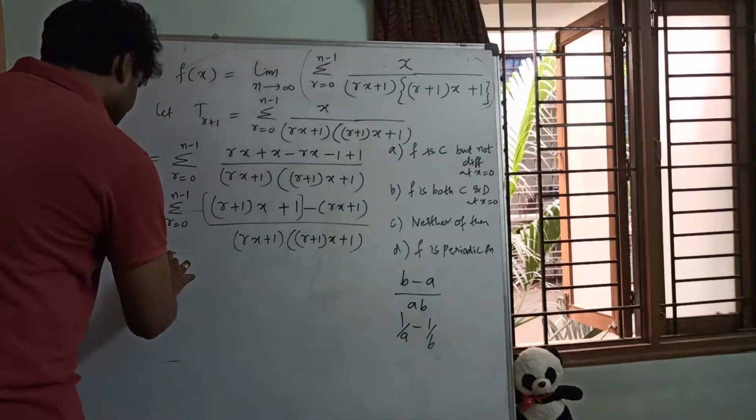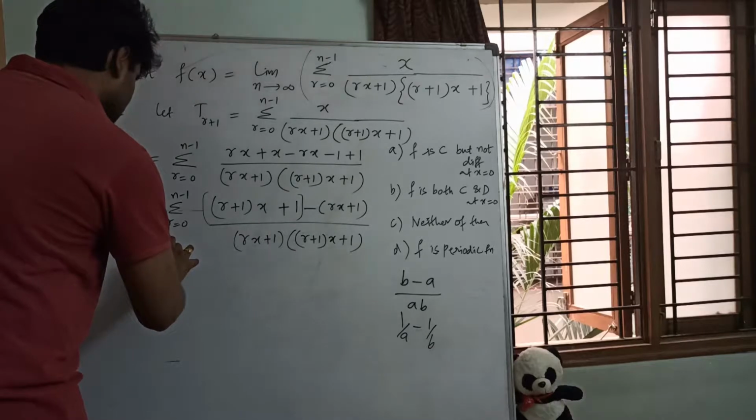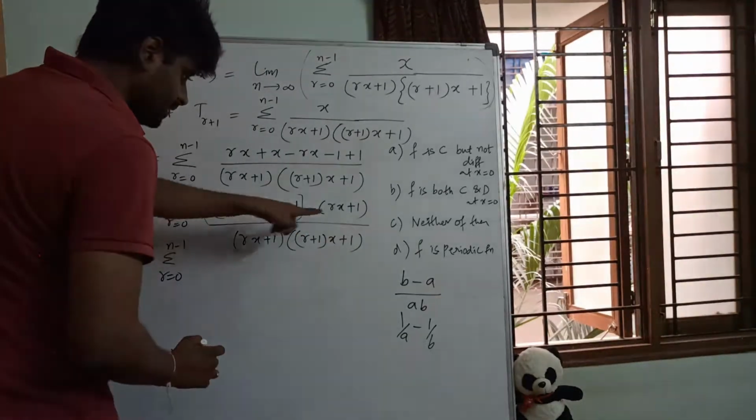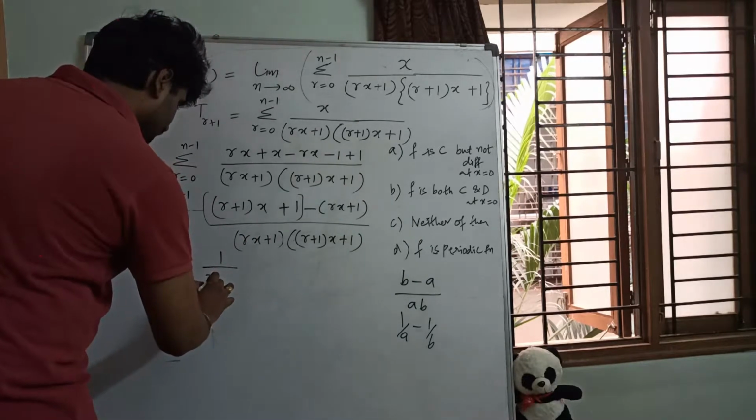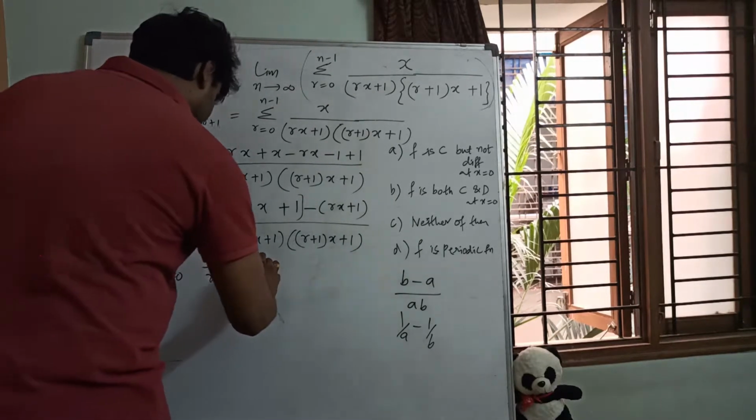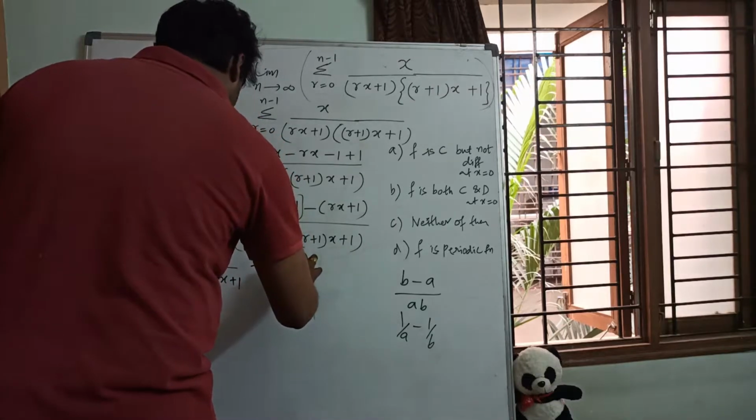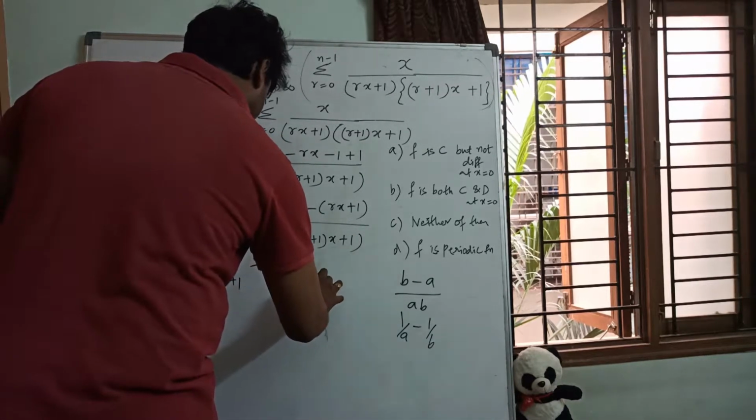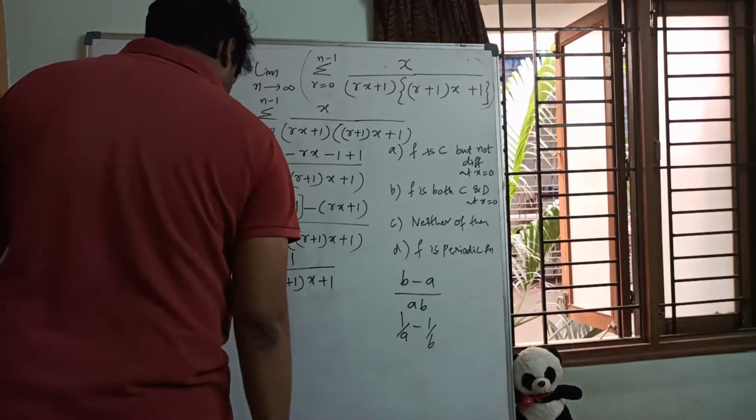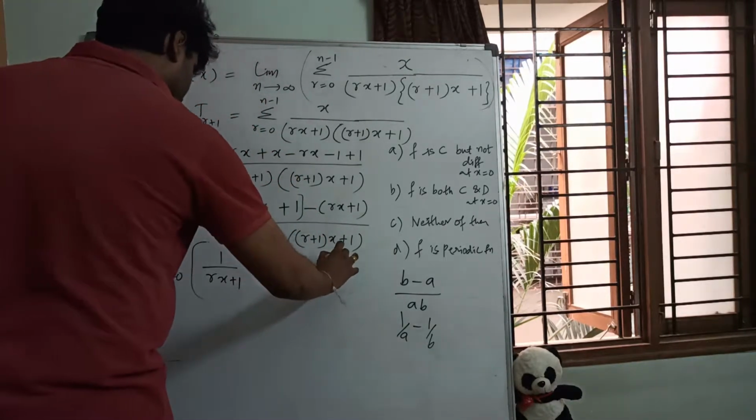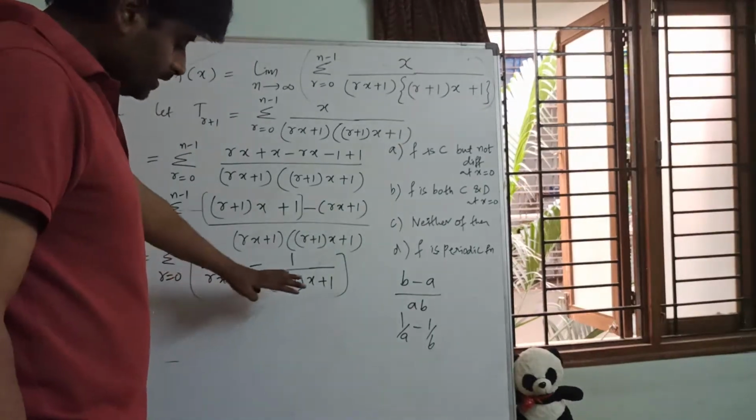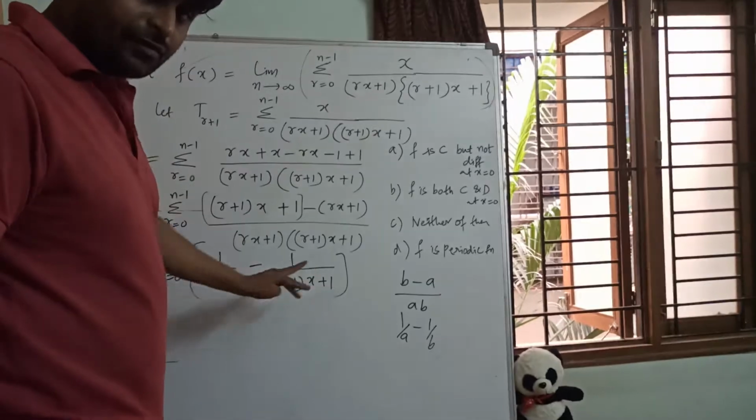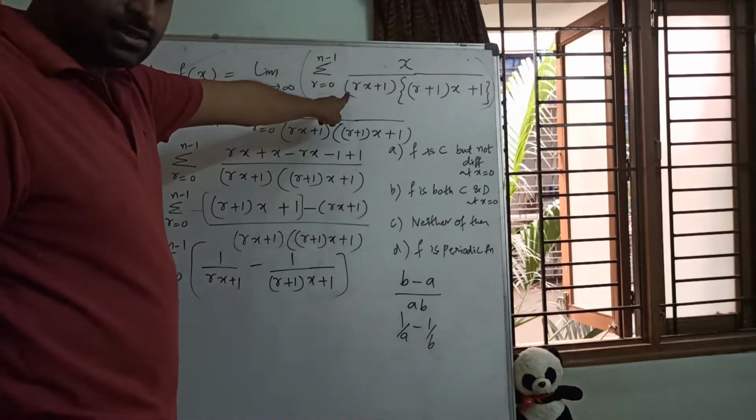That means summation r equal to 0 to n minus 1. So this one by these two terms, this one cancels here, 1 by rx plus 1 we can write, minus 1 by r plus 1 into x plus 1. Okay, so now this is the expression we got. Finally we got the difference of two terms. Like this we must get for every series, correct?